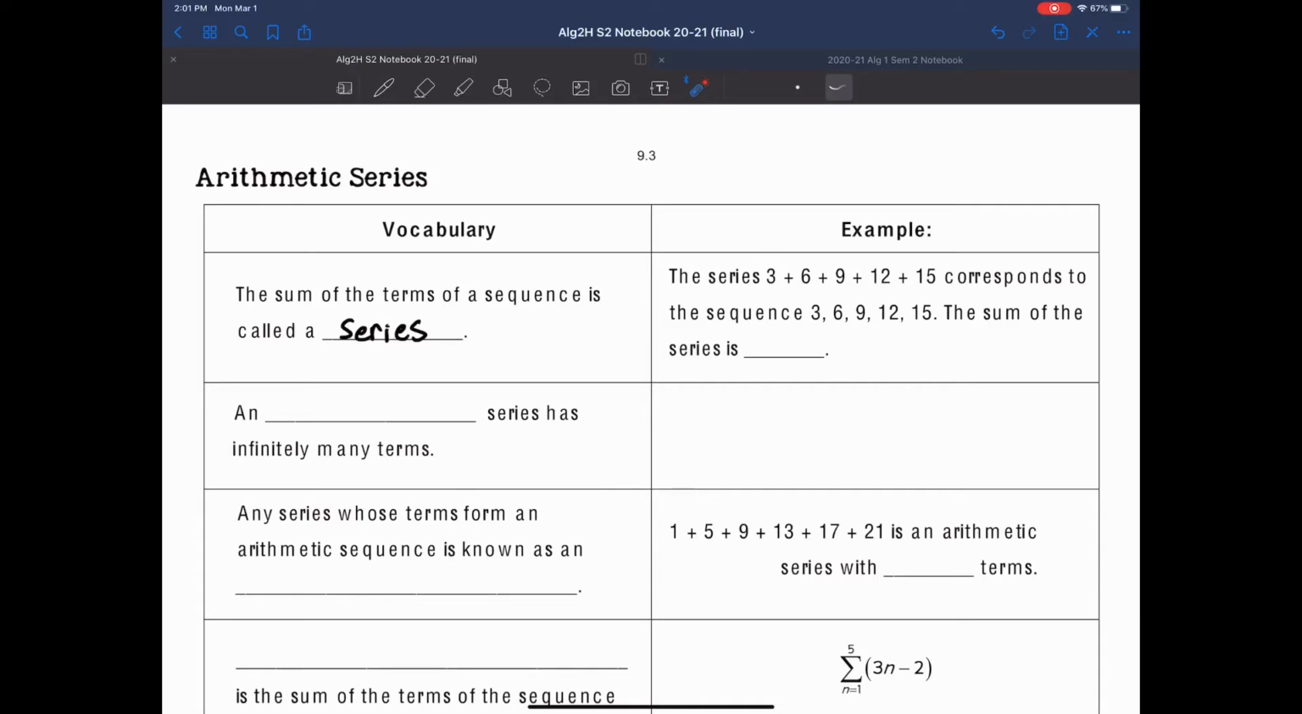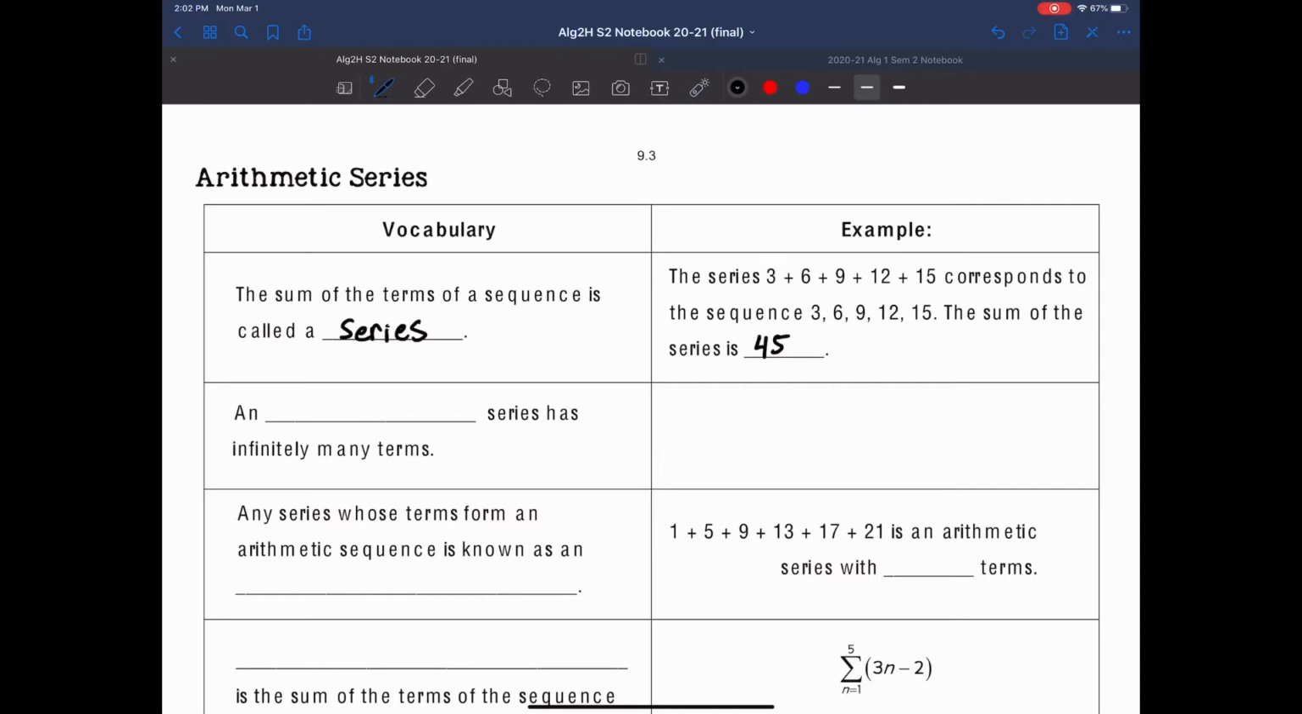So for example, the series 3 plus 6 plus 9 plus 12 plus 15 corresponds to the sequence 3, 6, 9, 12, and 15. The sum of this series, if you add all of those numbers together, is going to give you 45. So again, a sequence is a collection of numbers. A series is those numbers added together, or the sum of that sequence.